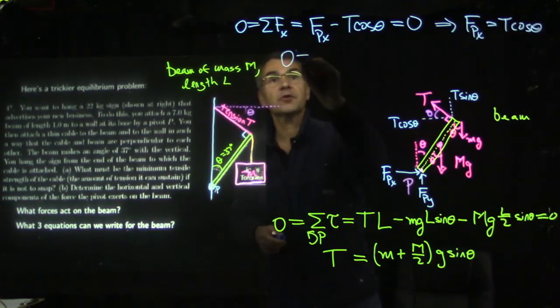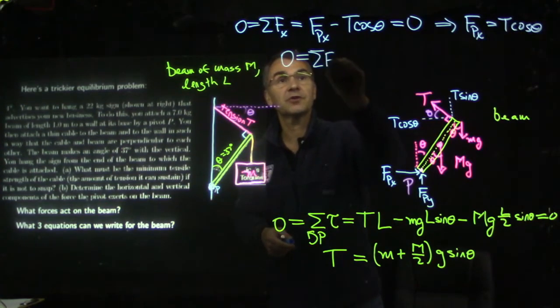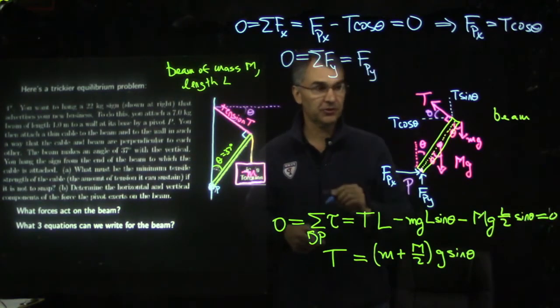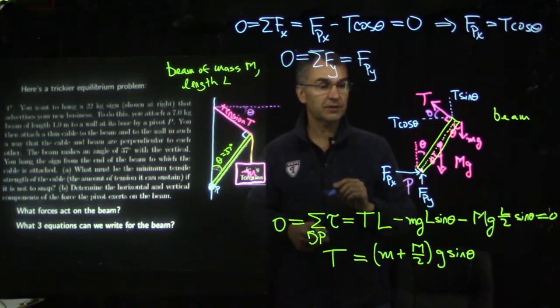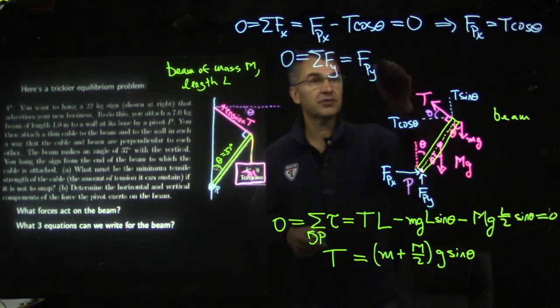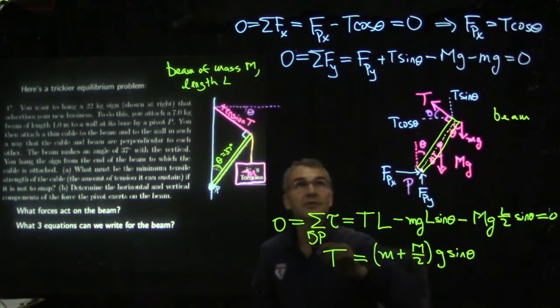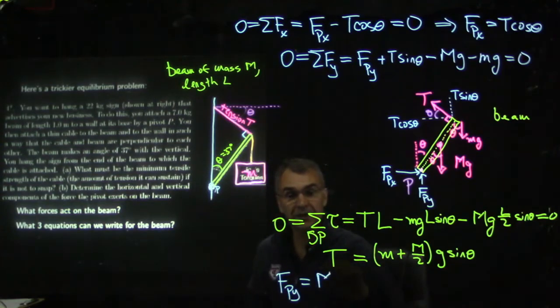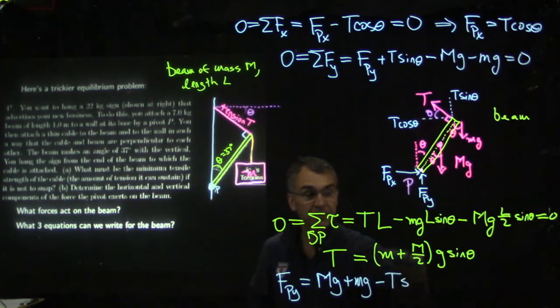Then we want the vertical forces on the beam to sum to 0. So we have up minus down. Here's the vertical force exerted by the pivot on the beam. And we also have the vertical component of this tension, plus T sine theta, and then we have the two weights. That gives us Fpy equals the sum of the two weights minus the vertical component of this tension.